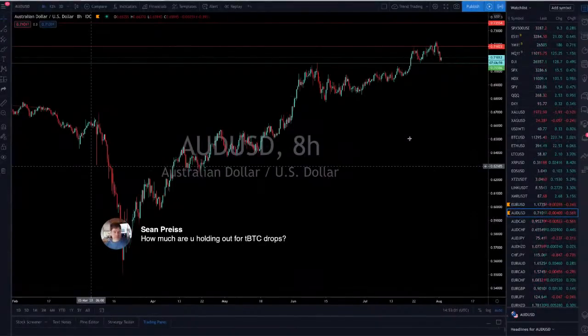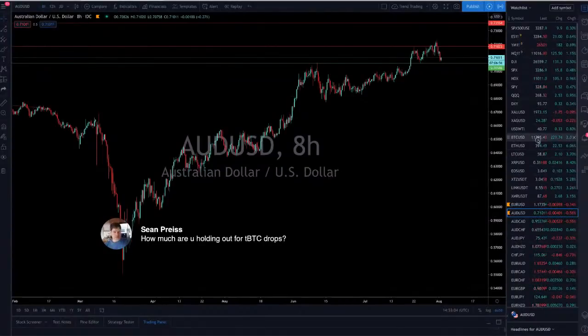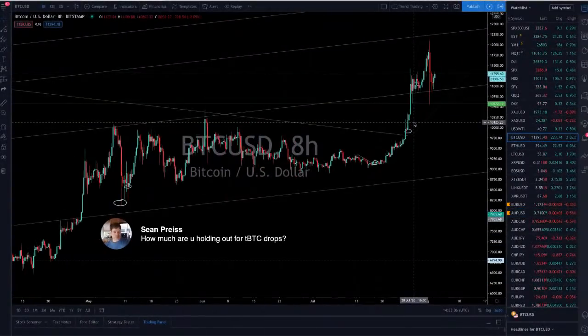I look for 15 to 30% drops on Bitcoin, but just buy off support. Just buy off support.